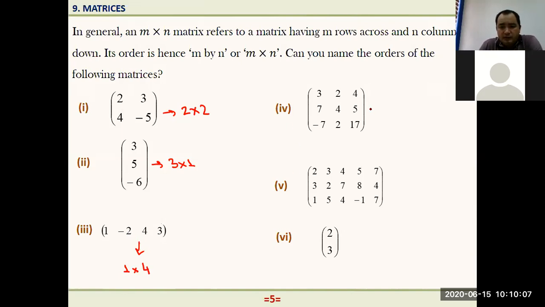And how about this one? Here we have how many rows? 1, 2, 3, right? So it has 3 rows and 3 columns. So this is a 3 by 3 matrix, right? And actually if the number of rows is equal to the number of columns of a matrix, then we call this a square matrix. These are very special matrices.